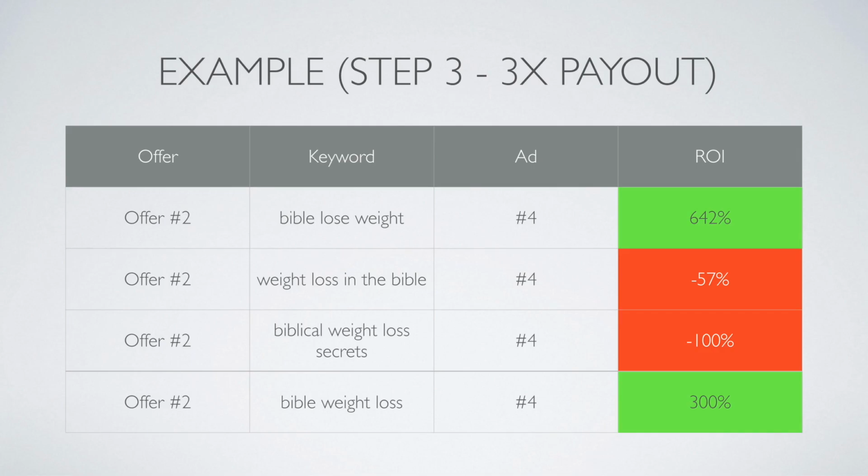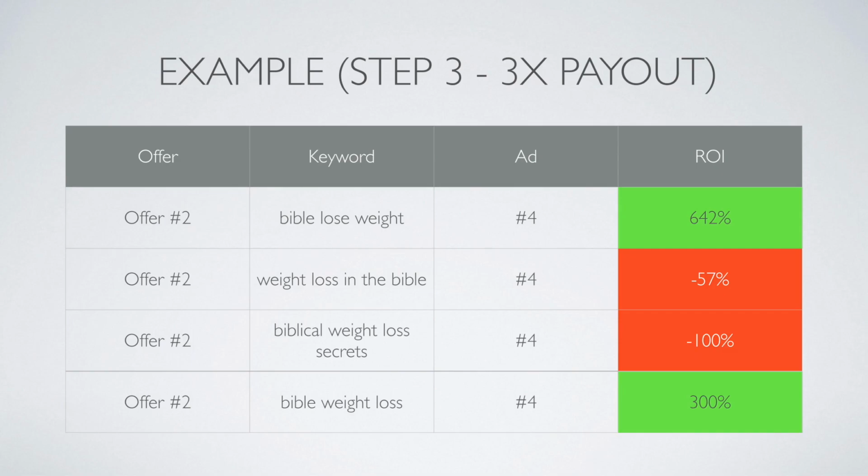The third combination is biblical weight loss secrets, and that one has not made any money whatsoever, so I would cut that off immediately. I would probably not even go to the 3x payout mark. I would probably, like I said, cut that out after it's already spent the payout of the offer. And the final combination has dropped a little bit in ROI down to 300. So it's steady and you could still continue testing it. And of course, you're going to want to leave it on because it's profitable and it's just an additional keyword. But the real winner here is the first combination.